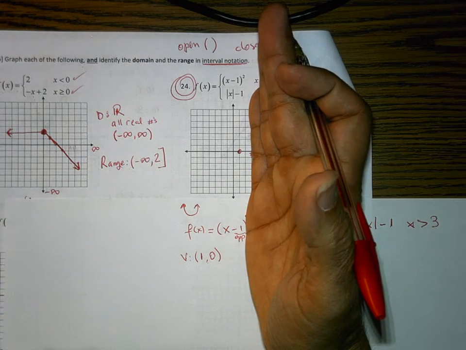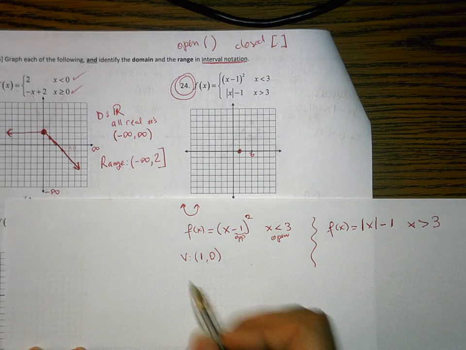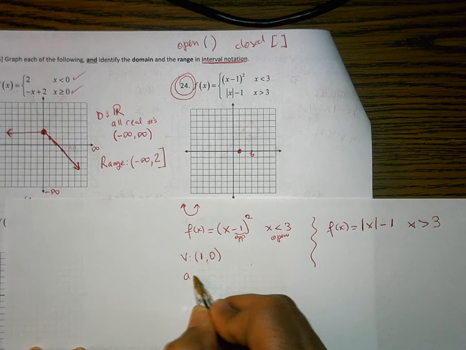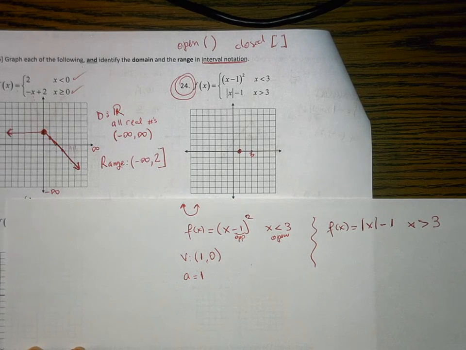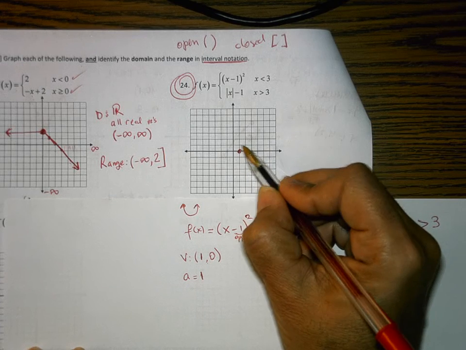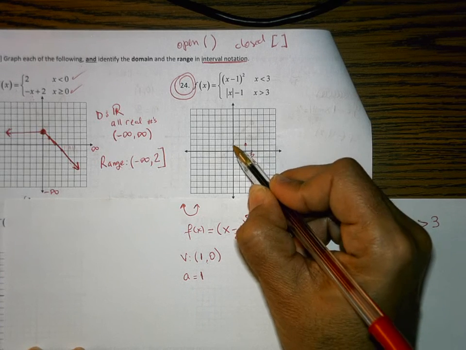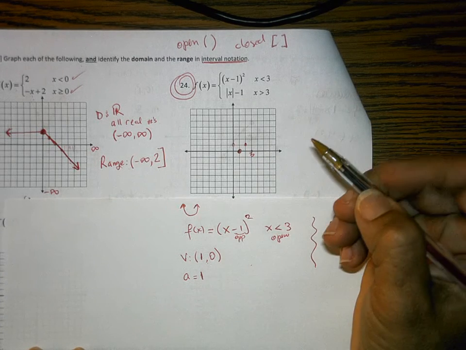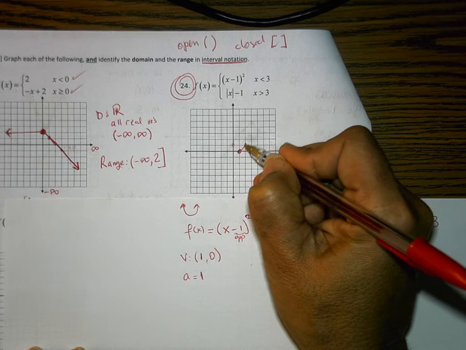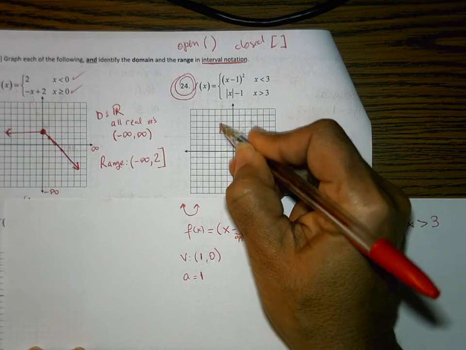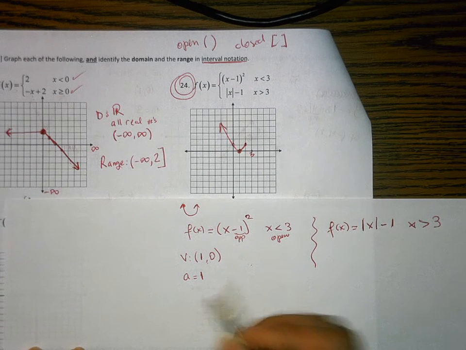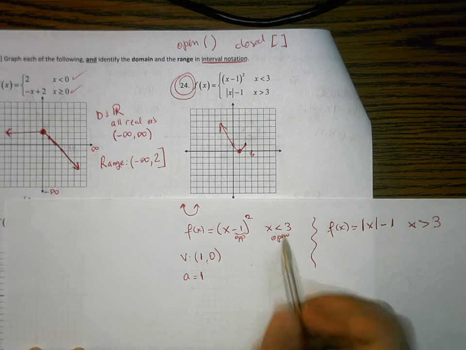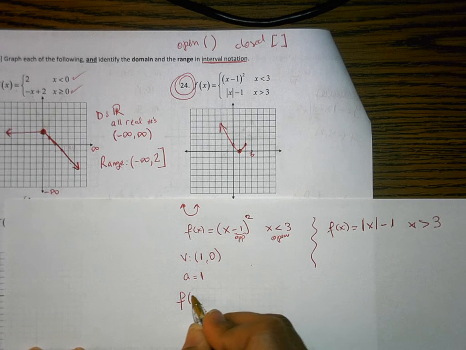And then I look at my stretch. The stretch is just a 1. There's an invisible 1 right here. So I'm supposed to go up 1, run 1 to both sides because parabolas are symmetrical. So I'm supposed to be opening up in this direction and that direction right here. But it's very, very important to see what happens at a critical point of 3, because that's my domain restriction here. What happens when we plug in a 3 into this function?